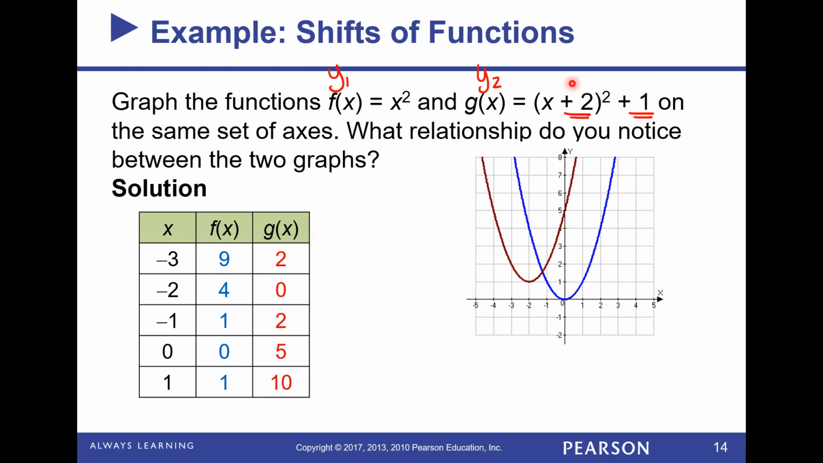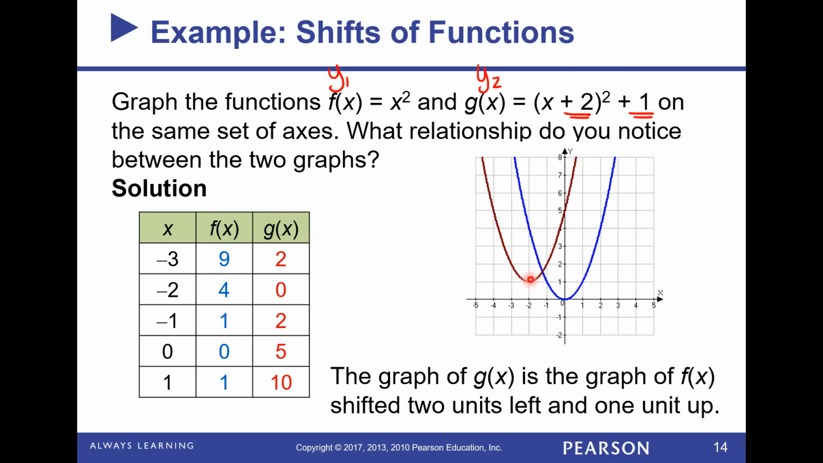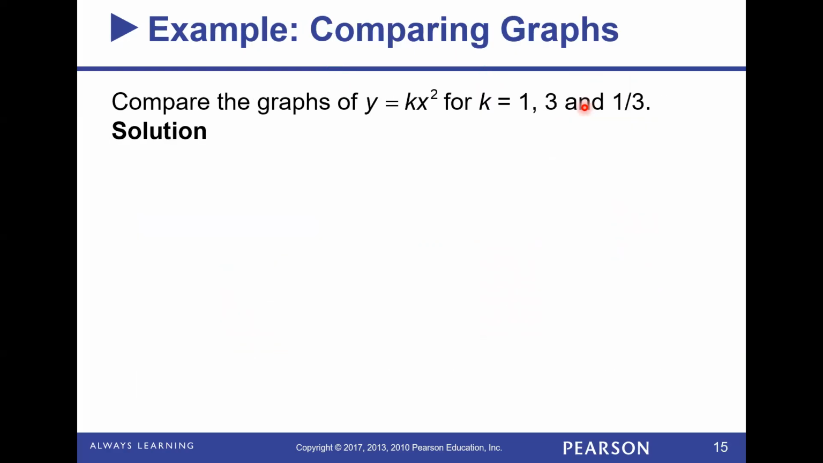Now, that +2 is inside, so that would be a left or right horizontal style movement. If I take that vertex, it's already been moved up, but now it looks like it's been moved left or right. In our case, it looks like the graph moved left. And that +2 on the inside tells me that the graph has shifted left 2 units.